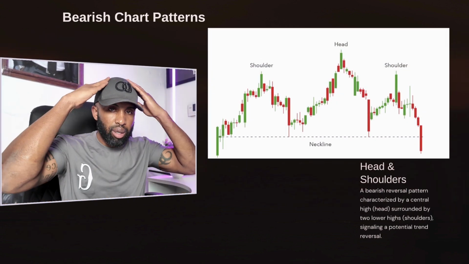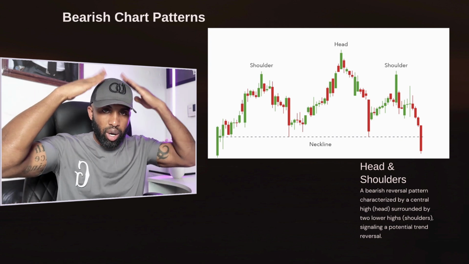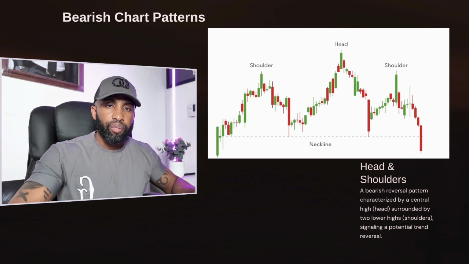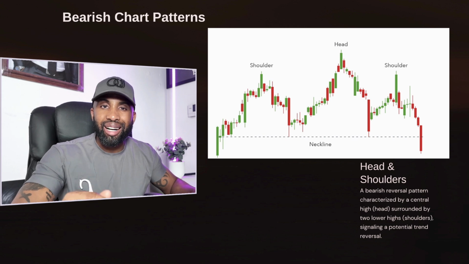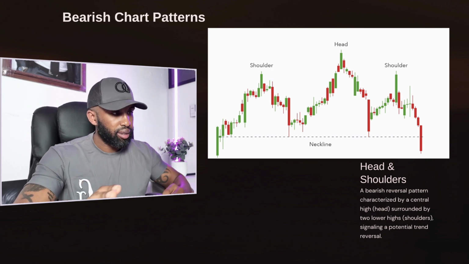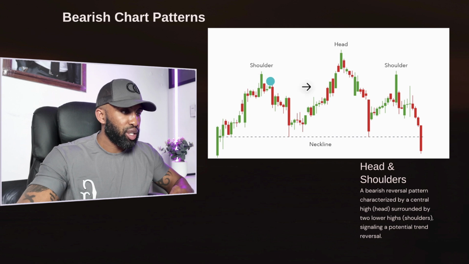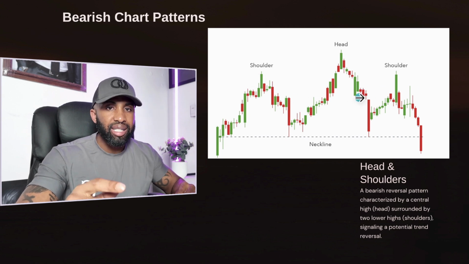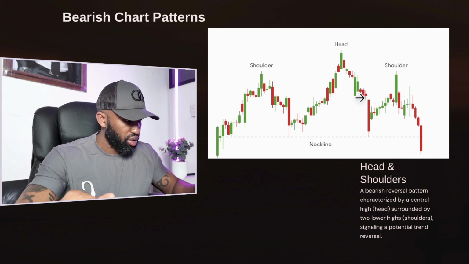Now we have head and shoulders. So head, my head, my shoulders. So it's one high, two lower. It's a bearish reversal pattern characterized by a central head surrounded by two lower highs, the shoulders, signaling a potential trend reversal.